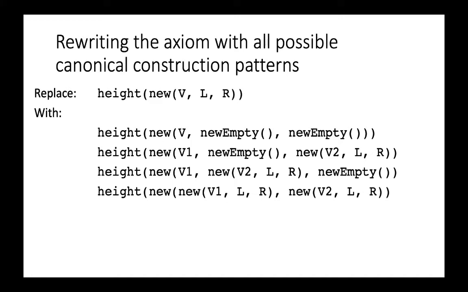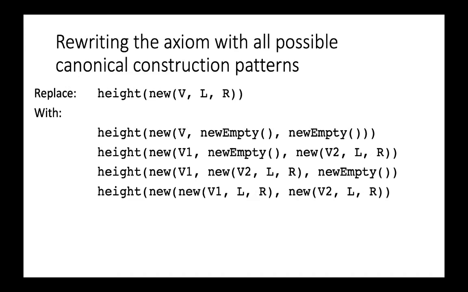If we're going to rewrite the axiom with all the possible canonical construction patterns, basically we take the axiom left-hand side and we create 4 new axioms where instead of having L and R as placeholders that could be any kind of tree, we put in all the combinations of the 2, in this case, canonical constructors that it could be. So we're allowed to use placeholders for the next level. That's okay, because we're just worrying about what it means to be a height of a tree, which, if we have an empty tree, is not defined.